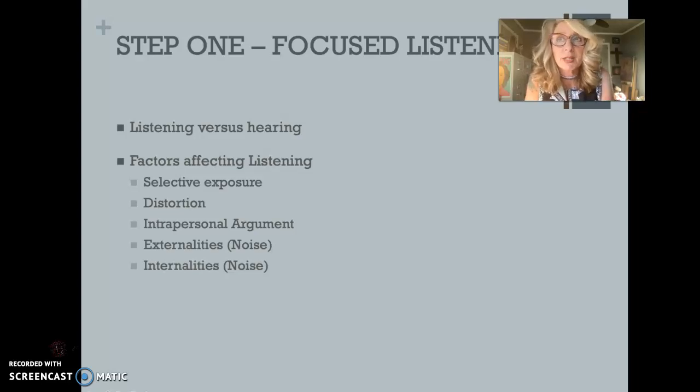Externalities, internalities. Externalities mean noise that's outside, right? Car noises, air conditioners, loud music, kids playing, right? Those are externalities. Some of them we have control over.